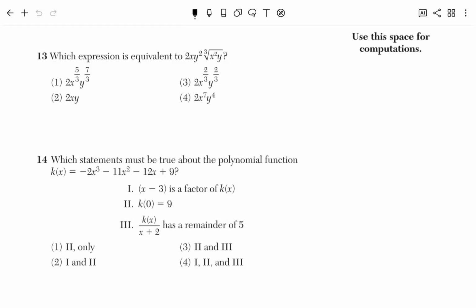In today's video, we're going to be finishing up part 1 of the June 2024 Algebra 2 Regents. We're going to pick up from question 13 all the way to question 24 of the multiple choice section.